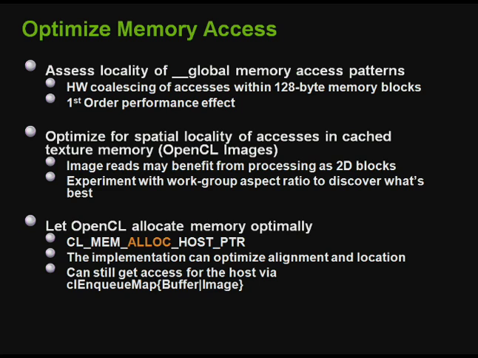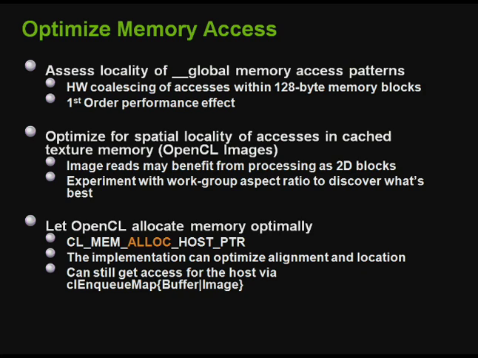Optimizing for spatial locality of access in cached texture memory is specifically for image processing. When you're thinking about image processing algorithms, image reads may benefit from processing in 2D blocks. And so when you think about how you map your execution space, how your work items in your grid map, are they 1D, are they 2D, are they 3D? Thinking about how that maps to something like a 2D optimized texture cache can yield great benefits for algorithms that use image types.